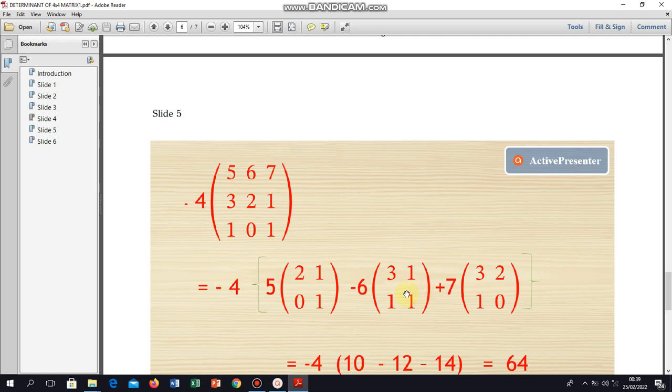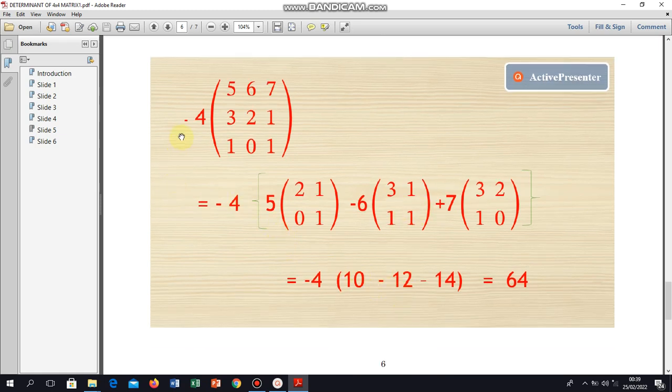We move on to the last matrix, whereby we are having now negative 4, that is 5, 6, 7, the 3, 2, 1, 1, 0, 1. So with the negative 4, we are picking on 5, shielding the column, shielding the row in a respective manner. 2, 1, 0, 1 will be extracted. We move on to negative 6. When you shield this and this, you'll obtain 3, 1, 1, 1. You move on to now positive 7. Of course, considering the signs, you place these ones. When you shield, I mean, you'll have 3, 2, 1, 0.